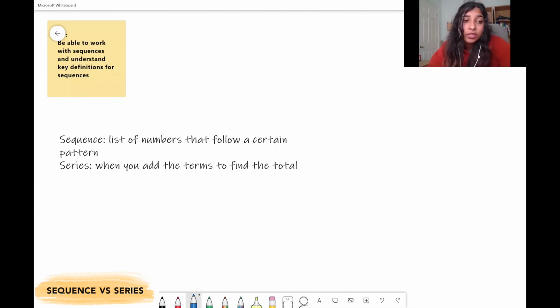So the last thing you want to know is just the difference between a sequence and a series. A sequence is just a list of numbers that follow a certain pattern. So it could just be like 2, 4, 6, 8. They're just increasing by 2. So that's just what a sequence is. And then a series is just when you add all the terms together to find a total. So a series would just be like 2 plus 4 plus 6 plus 8.